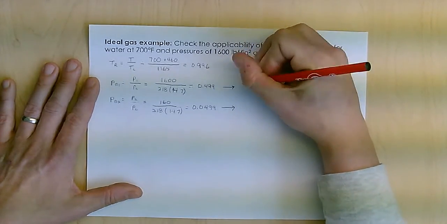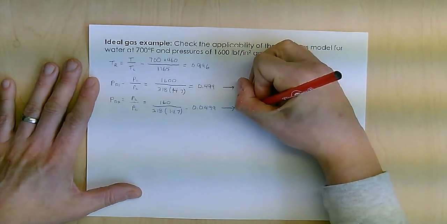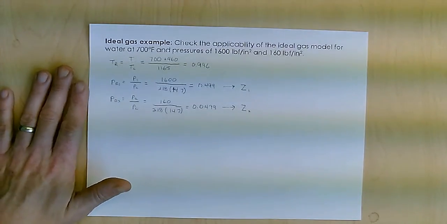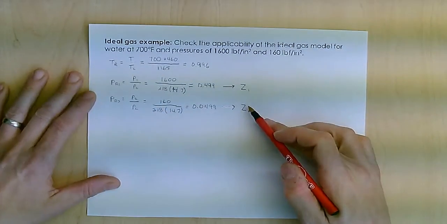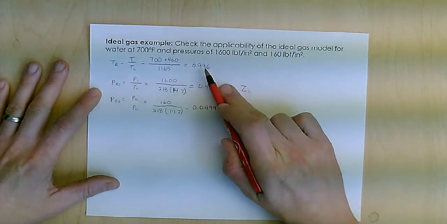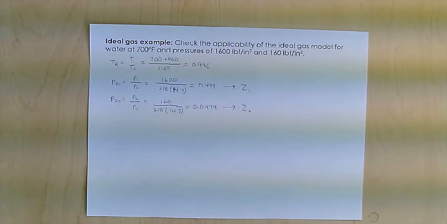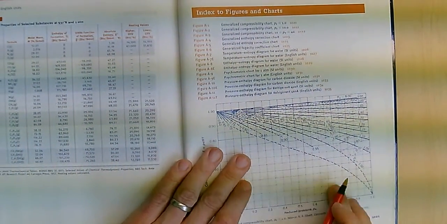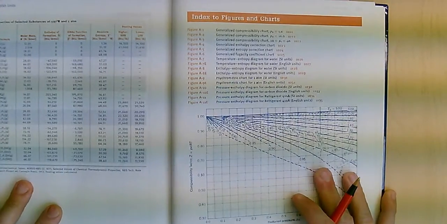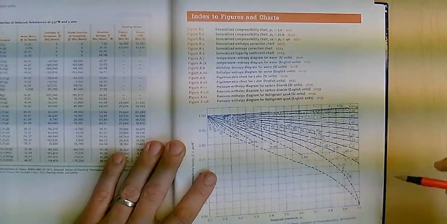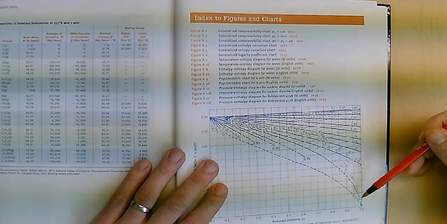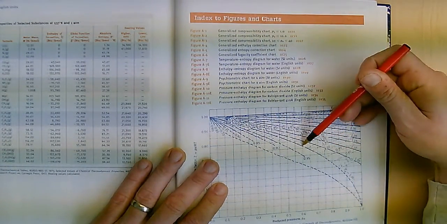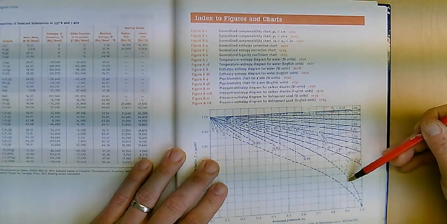Okay? So now, from these, I'm going to determine Z1 and Z2. I'm going to find that compressibility factor for each of these pressures at the reduced temperature of 0.996. So I go to my chart here, and my constant temperature lines go this way. I'm going to start with 0.996, which is essentially 1. It's close enough for what we're trying to do here.